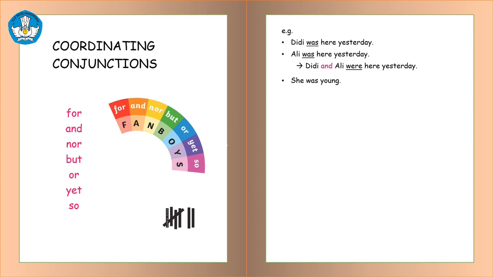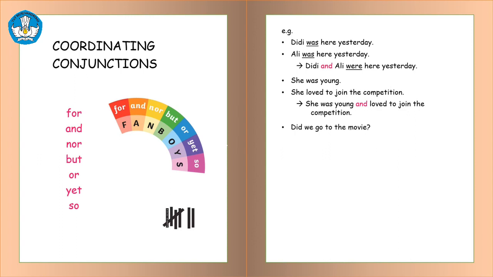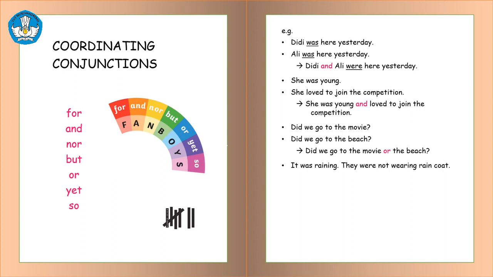Next, she was young. She loved to join the competition. It becomes, she was young and loved to join the competition. Another one, did we go to the movie? Did we go to the beach? The coordinating conjunction here: did we go to the movie or the beach? Next, it was raining. They were not wearing raincoats. They were not carrying umbrellas.